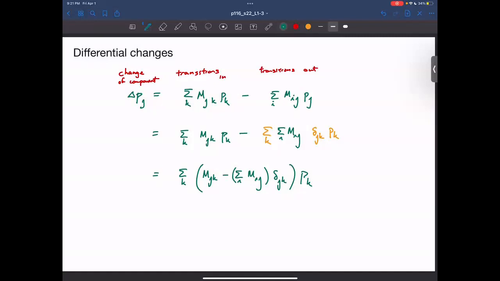And this is our transition. This is the change in a single component due to the transitions in and transitions out. A beautiful reference in all these things is Van Kampen's book, Stochastic Processes. It's a very nice introduction. I really enjoyed reading it, and I hope that what we have helps supplement that.